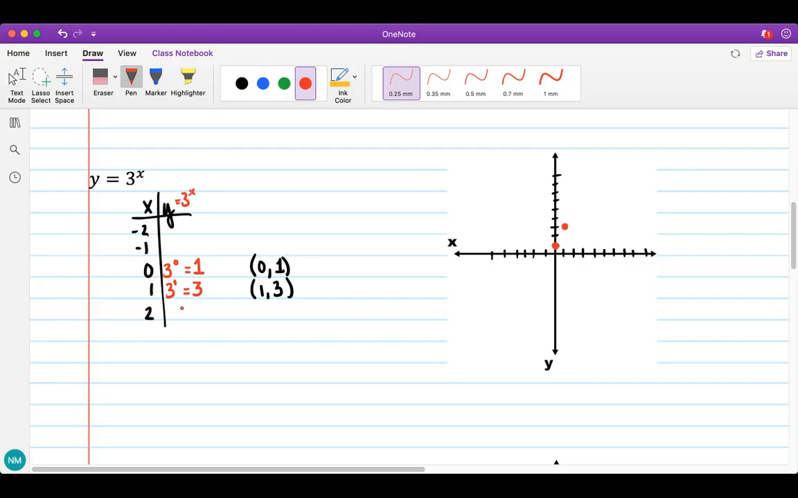Next is going to be 3 to the second power, which is going to be 9, right? 3 times 3 is 9. So it's 2, and then 1, 2, 3, 4, 5, 6, 7, 8, 9. There it is. The point right there is 2, 9.